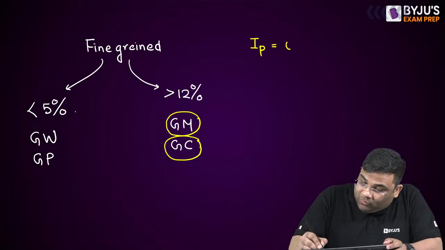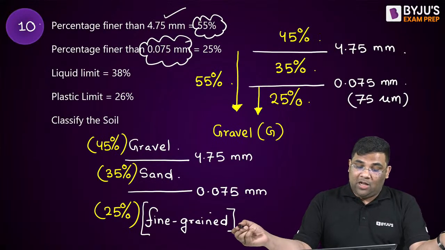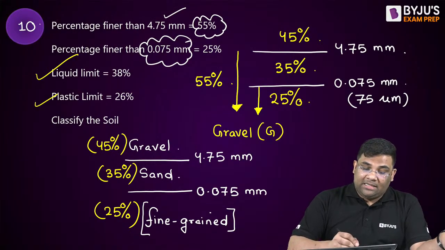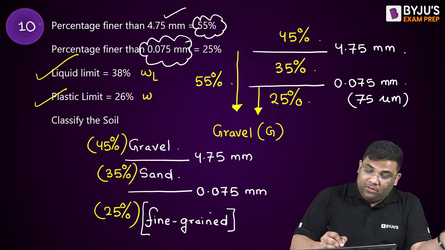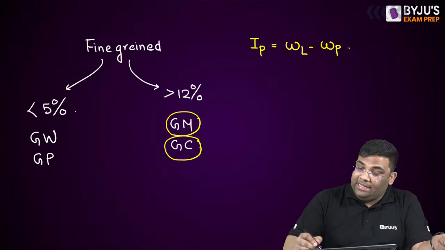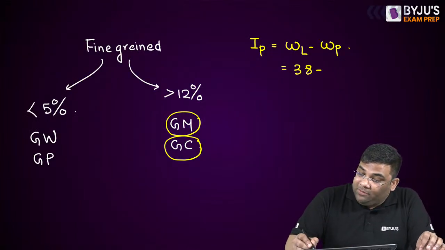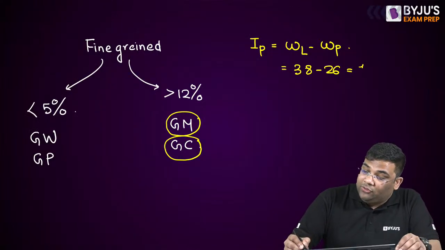IP. IP is what? Liquid limit minus plastic limit. So IP is given how much? Liquid limit is 38. Plastic limit is what? Your 26. So I can say 38 minus 26 gives me what? 12, right? It is 12.